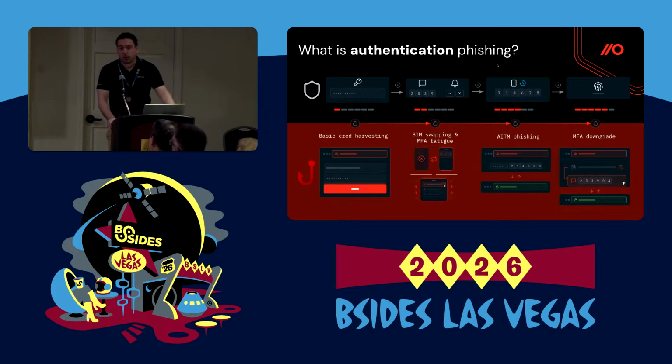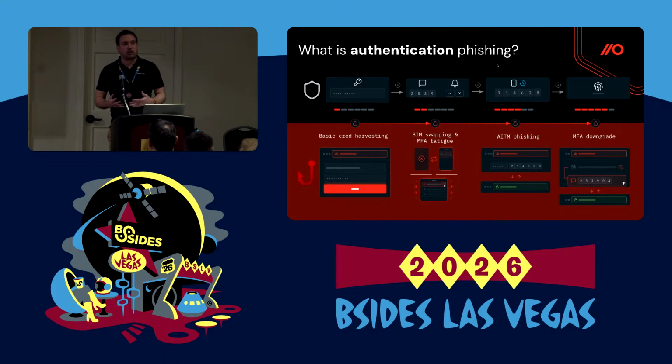So first of all, what is authentication phishing, which I'm differentiating from? Well, of course, if you go back to really classic old school phishing, it's just basic cred harvesting. When we had single factor, that's what it was. We then switched to early MFA methods, and then we started seeing things like SIM swapping attacks and MFA fatigue attacks to bypass some of these approaches.